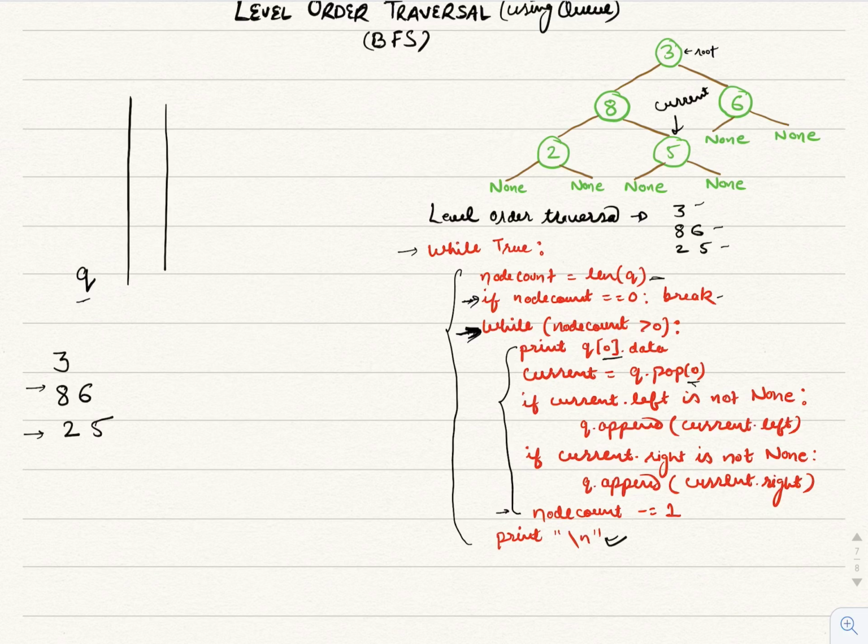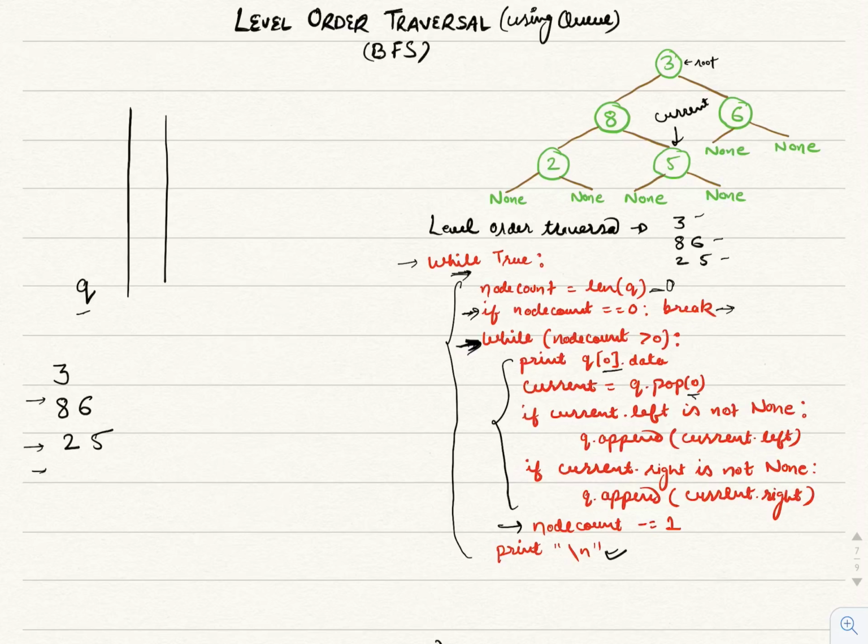Now current's left and right are both None. It will directly come to this statement. So the node count will become 0 now. It will come out of this while loop and the next line character will get printed. Now it will come to this while true condition. Here the node count will be 0. So if node count is 0, it will break out of this loop. And this is how the level order traversal will work iteratively using a single queue.